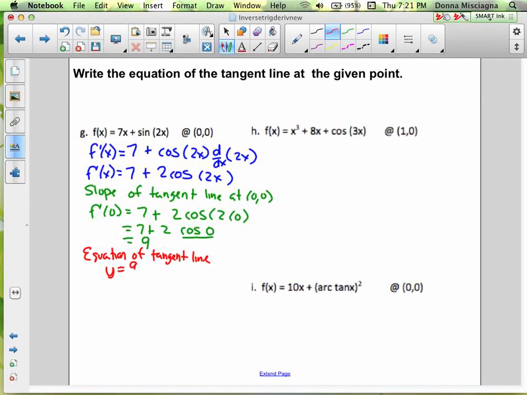Y equals 9x. There we go. We're done. Let's try the next one. I'm just going to make that a little neater.